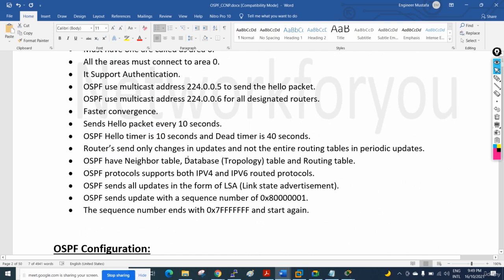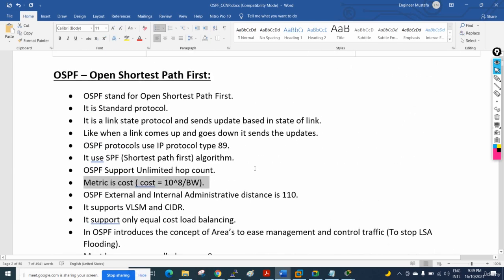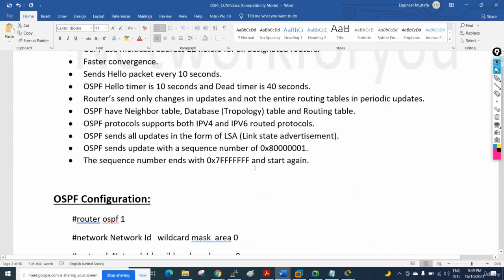And we have three tables. The neighbor table has directly connected neighbor information, the database table has complete topology information, the routing table has the best route, and it supports IPv4 and IPv6, and it sends all the information in the form of LSA, link state advertisement. All these points we need to remember, because in the interview they will ask you. These are very important points.